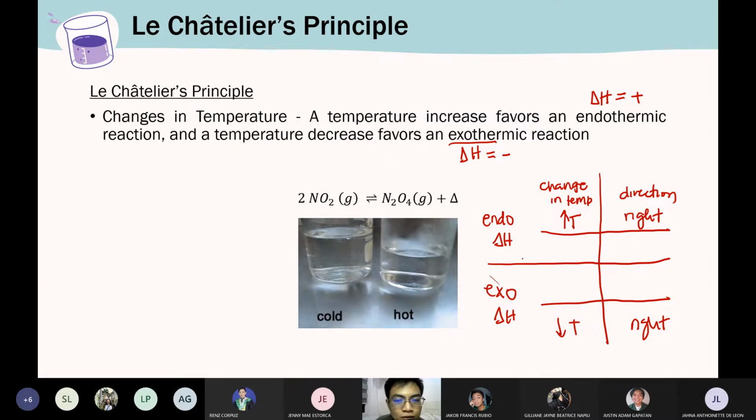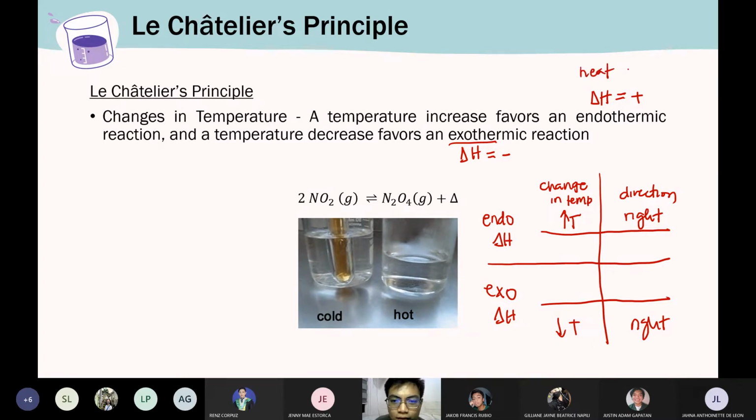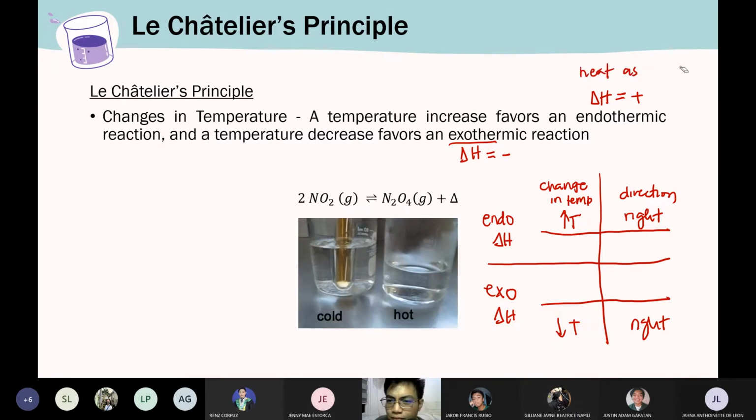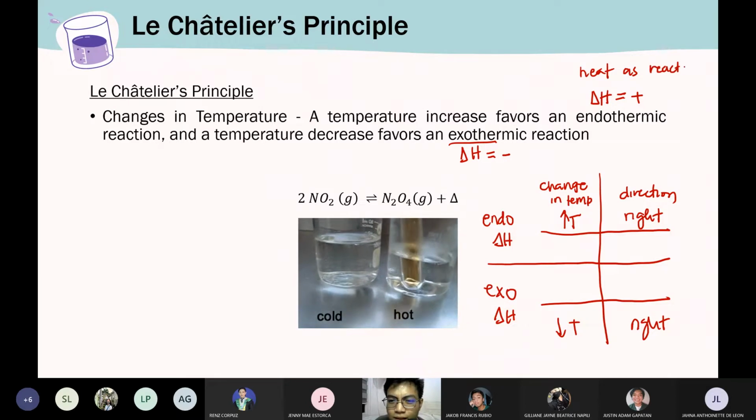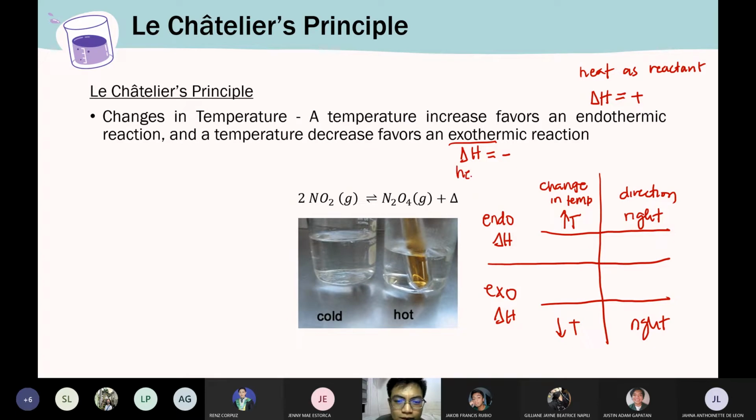Let me give you the explanation for why that is. For an endothermic reaction, we imagine heat as a reactant. And for an exothermic reaction, we imagine heat as a product.